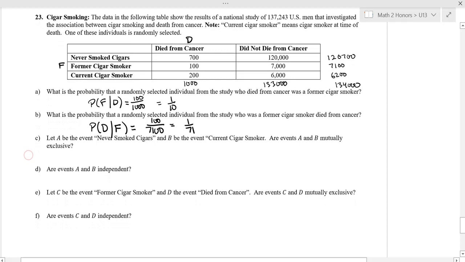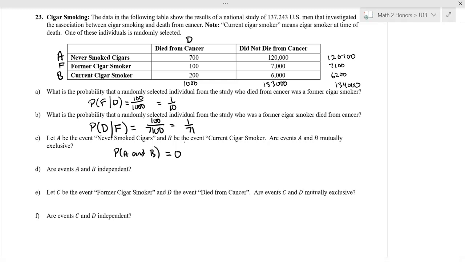Alright, let A be the event never smoked cigars. Okay, I'll put an A there. B be the event current cigar smoker. Okay, are events A and B mutually exclusive? So the probability of A and B is definitely going to be 0. You can't have them. If you pick one person, they can't be in both of those categories at the same time. So yes.